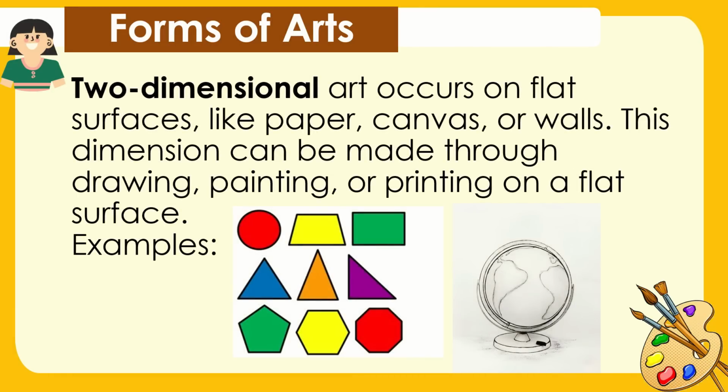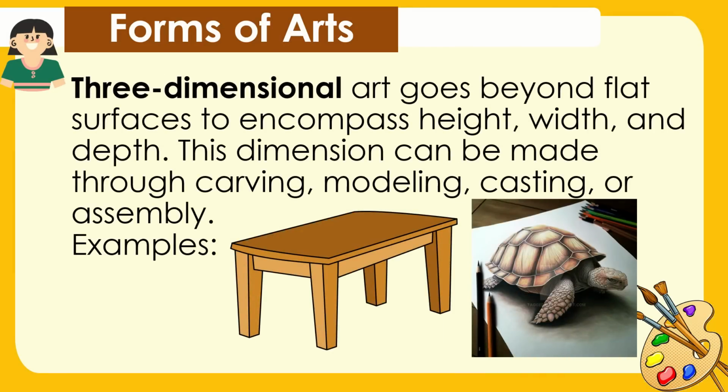Two-dimensional art occurs on flat surfaces like paper, canvas, or walls. This dimension can be made through drawing, painting, or printing on a flat surface. Here are the examples. Three-dimensional art goes beyond flat surfaces to encompass height, width, and depth. This dimension can be made through carving, modeling, casting, or assembly. Here are the examples.